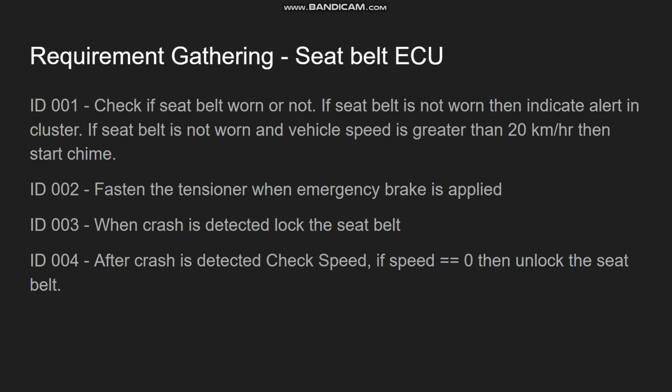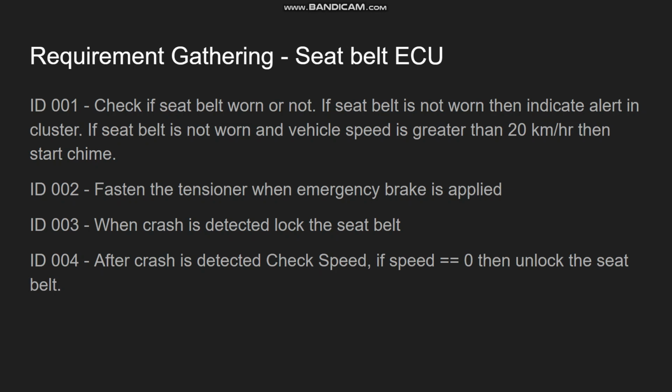See, ID 001, ID 002, ID 003, ID 004 are the requirements. Let's take the first example. Check if the seat belt is worn or not. If the seat belt is not worn, then indicate an alert in the cluster. If the seat belt is not worn and the vehicle speed is greater than 20 km per hour, then start the chime. So this is the first basic requirement about the seat belt.